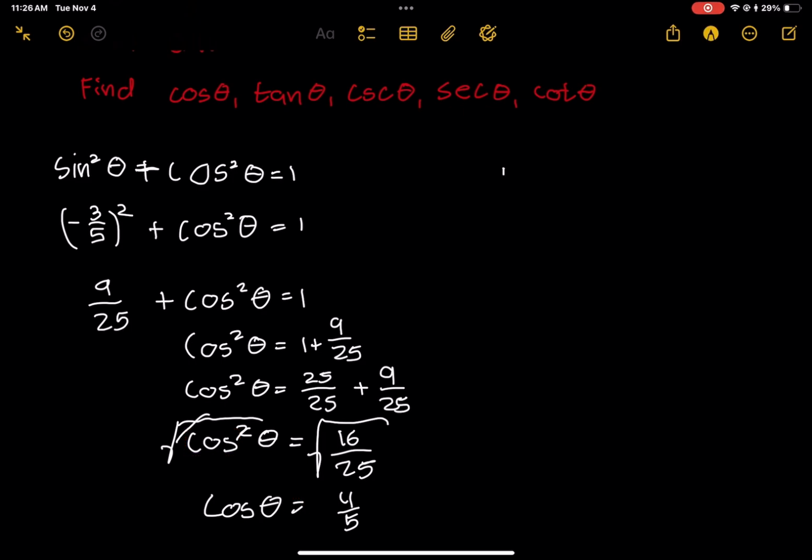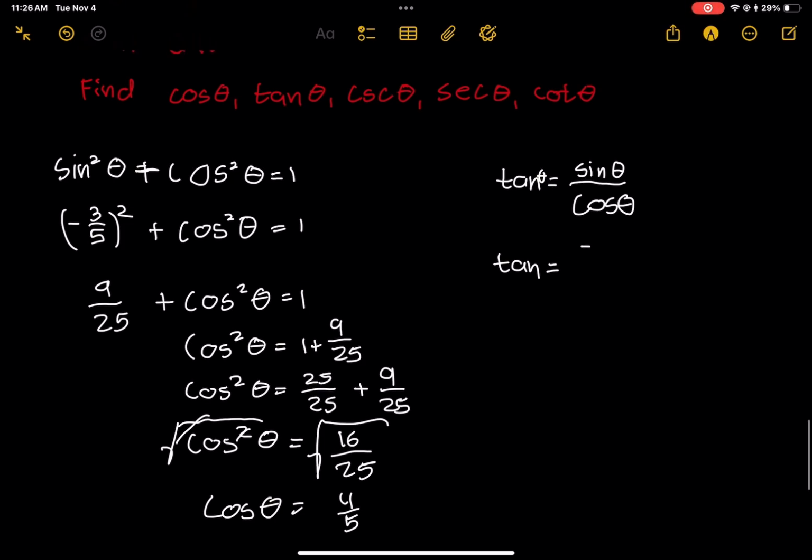By having this, we can find the tangent theta, because tangent theta is equal to sine over cosine theta. Tangent theta is equal to our sine, which is negative 3 over 5, over the value of cosine, which is 4 over 5. We can cancel out both the denominators because they are both 5. We will have negative 3 over 4.